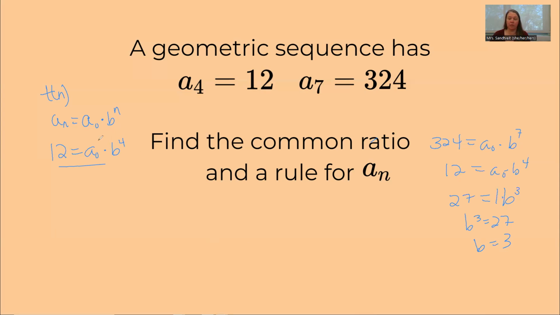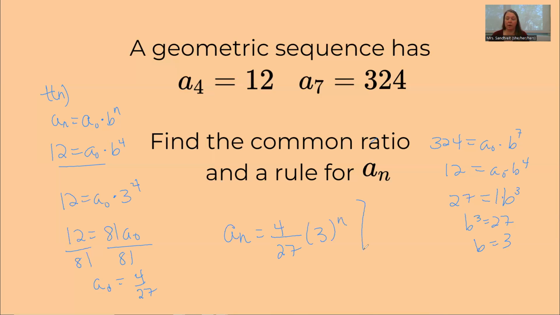And then I can come over to this equation and say 12 equals a sub 0 times 3 to the fourth. So 12 equals, that's 81 times a sub 0. And if I divide both sides by 81, I get a sub 0 equals what? 3 goes into this 4 times, 3 goes into this 27 times. This is a sub 0. Okay, so then my equation would be a sub n equals 4 over 27 times 3 to the n power. And that would be my equation.